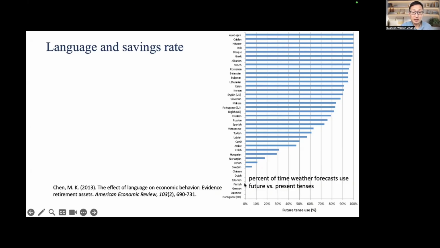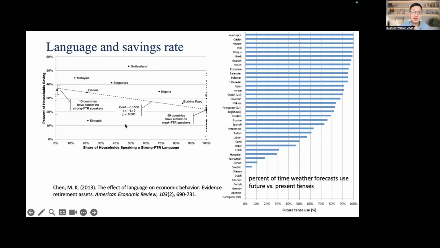Examples here include Chinese and Danish, Swedish, Norwegian, even though they have some distinction, the distinction is quite low. They only use around 10%, like in Danish, only 10% of the future tense is used in weather forecasts. And in Japanese and in Chinese, it's 0%, right? So keeping this in mind, if the corresponding hypothesis is true, then we might expect that people's behavior related to intertemporal decision making would differ depending on what type of language they speak.